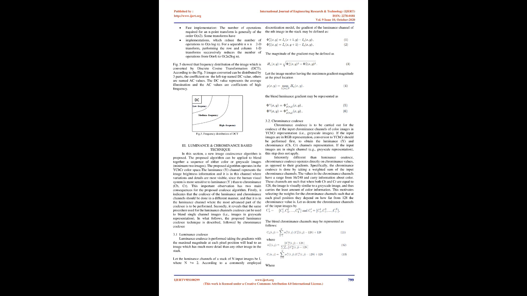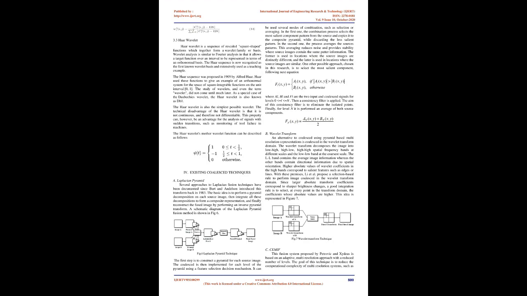3. Luminance and chrominance-based technique. 3.1 Luminance Coalesce. In this section, a new image coalescence algorithm is proposed. The proposed algorithm can be applied to blend together a sequence of either color or grayscale images, minimum 2 images. The proposed algorithm operates in the YCbCr color space. The luminance, Y, channel represents the image brightness information, and it is in this channel where variations in details are most visible, since the human visual system is more sensitive to luminance, Y, than to chrominance, Cb, Cr.